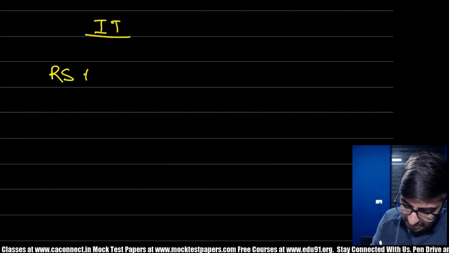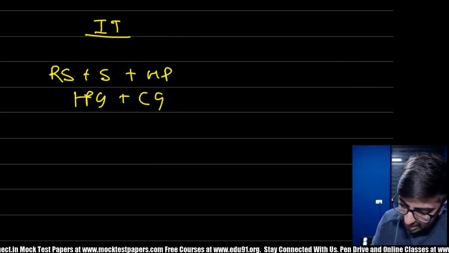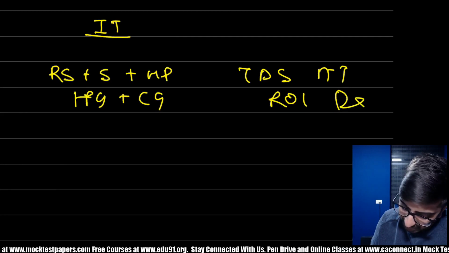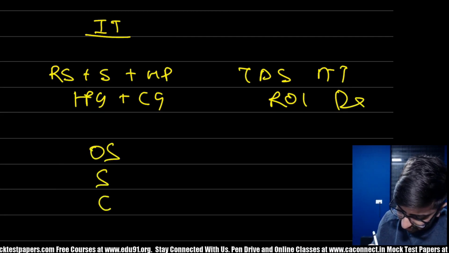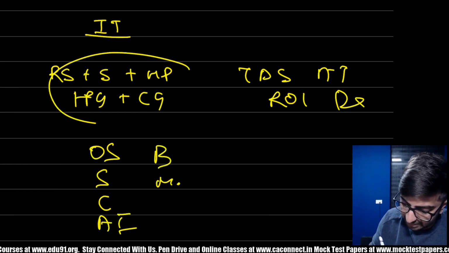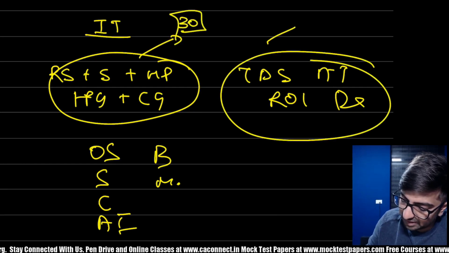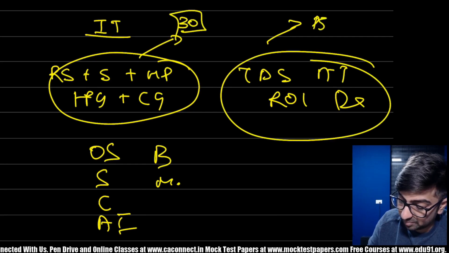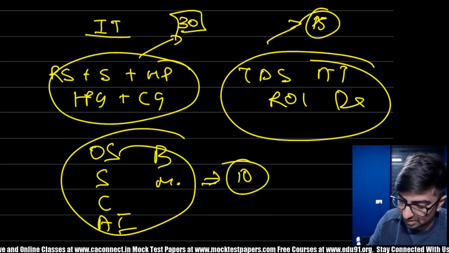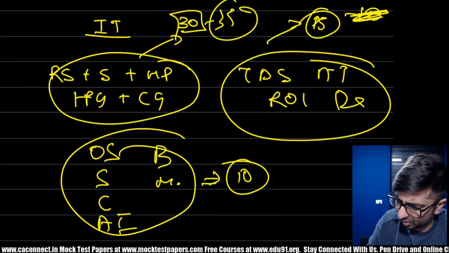Package number 1: residential status plus salary plus house property plus PGBP plus capital gain, right? Package number 2: TDS, advance tax, return of income, deduction. Package number 3: other sources, set off, clubbing, agriculture income, and basics and other miscellaneous points. The first package is very important. This will constitute approximately 30 marks in your exam, and the second package again is very important. This will constitute approximately 15 marks in your exam, and the third package is going to cover approximately 10 marks. This is 30 to 35, this is 15 to 20, and this is again 10 to 15.